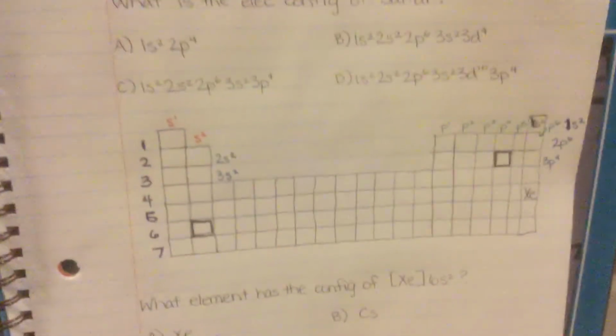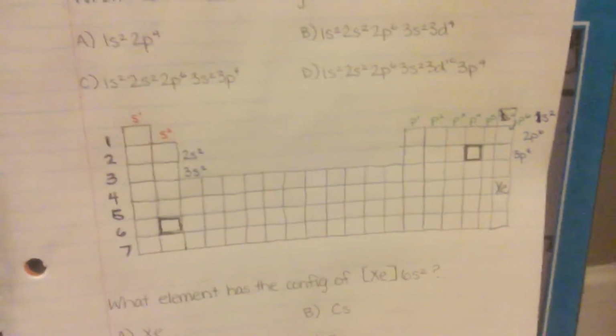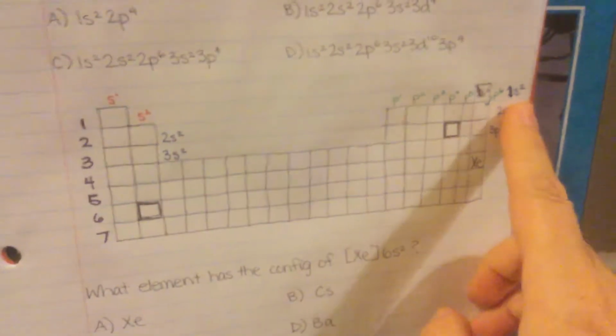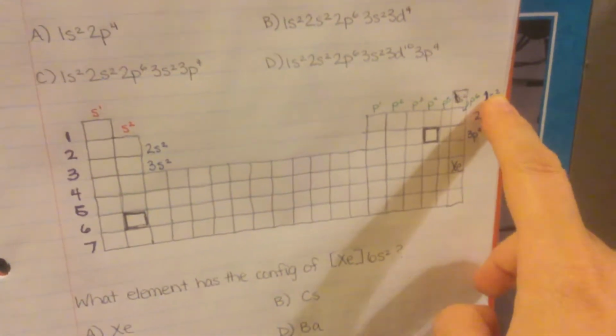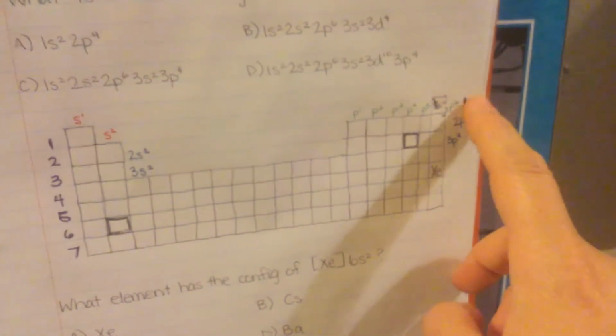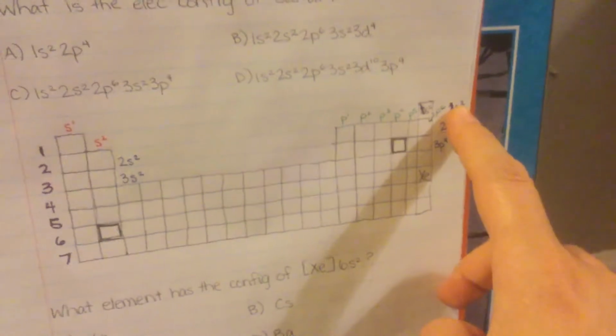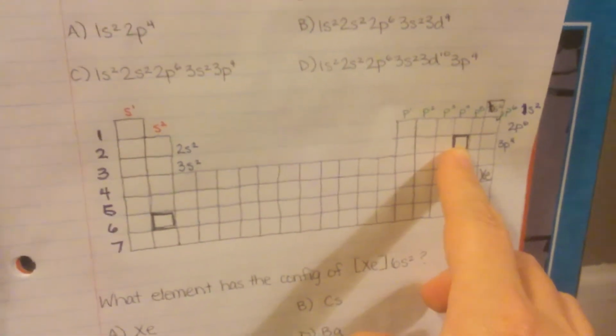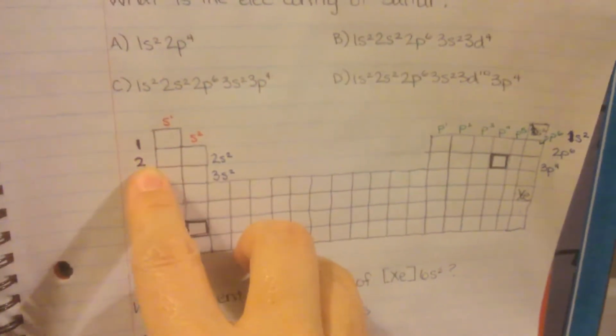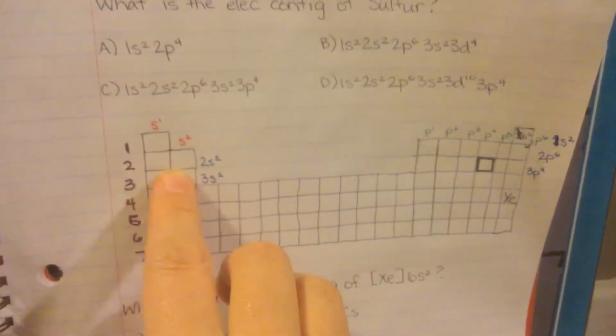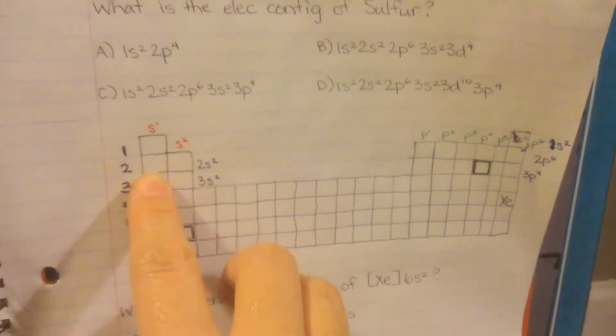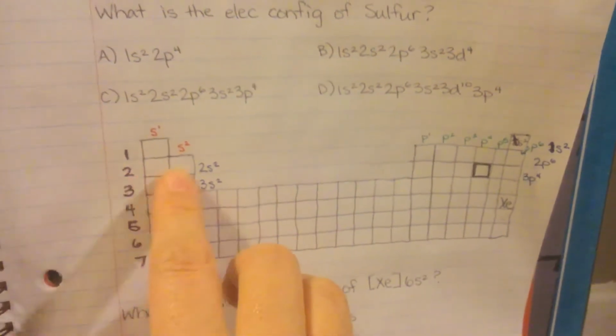Every other element has a configuration that starts out with 1s2 because it has at least 2 electrons. The little subscript tells you how many electrons you have. So sulfur definitely starts out with 1s2, and all of our options do as well, so that doesn't tell us much yet.